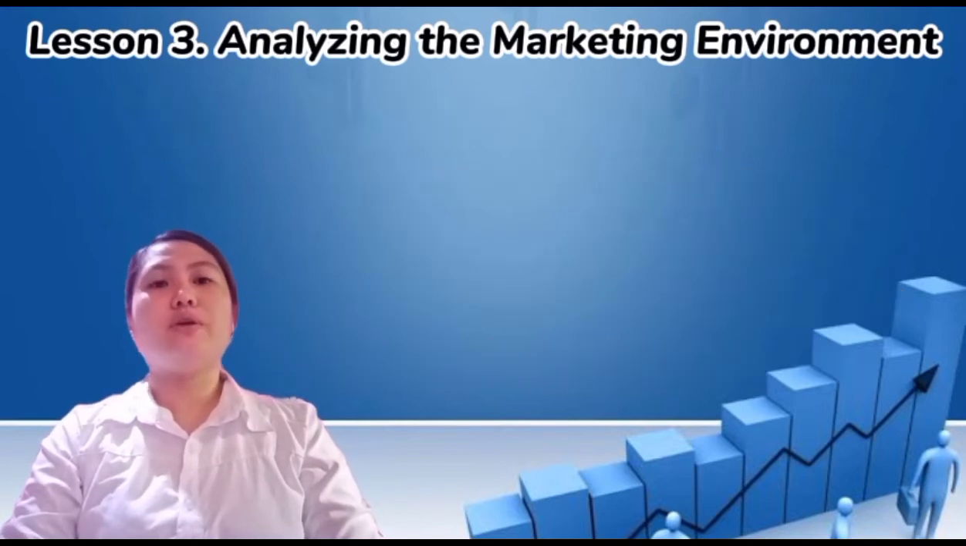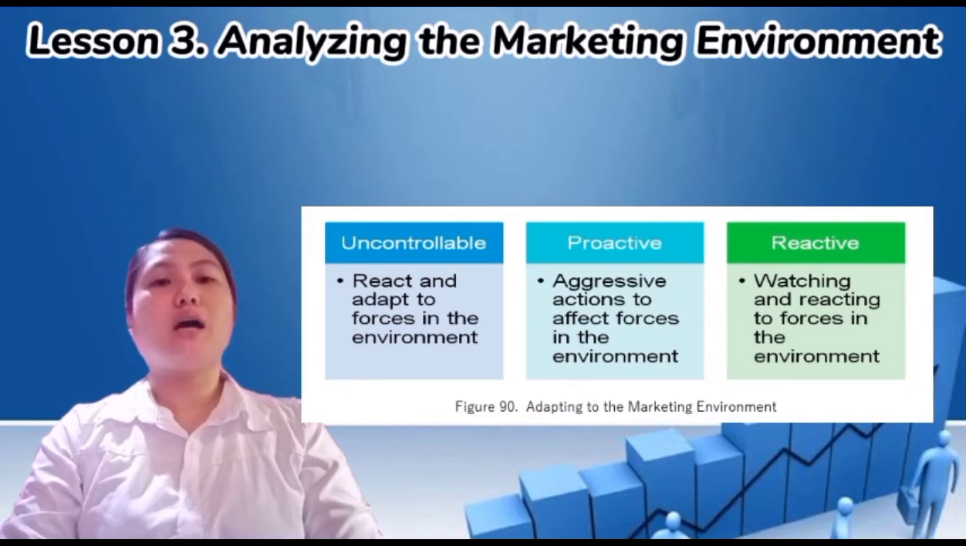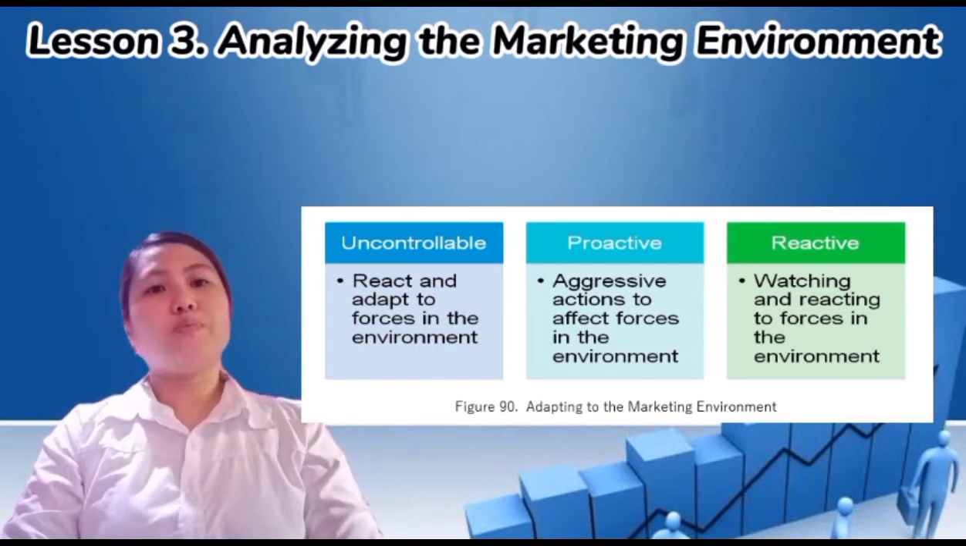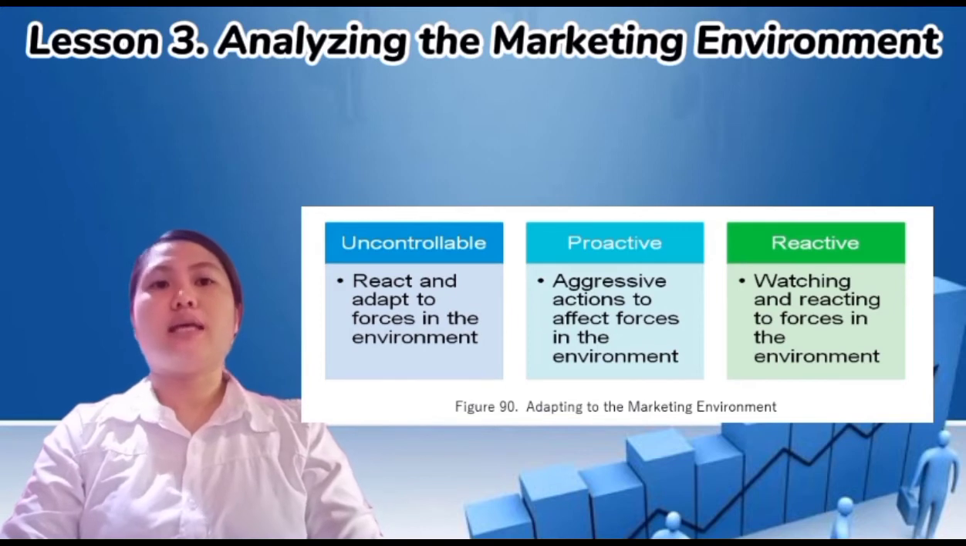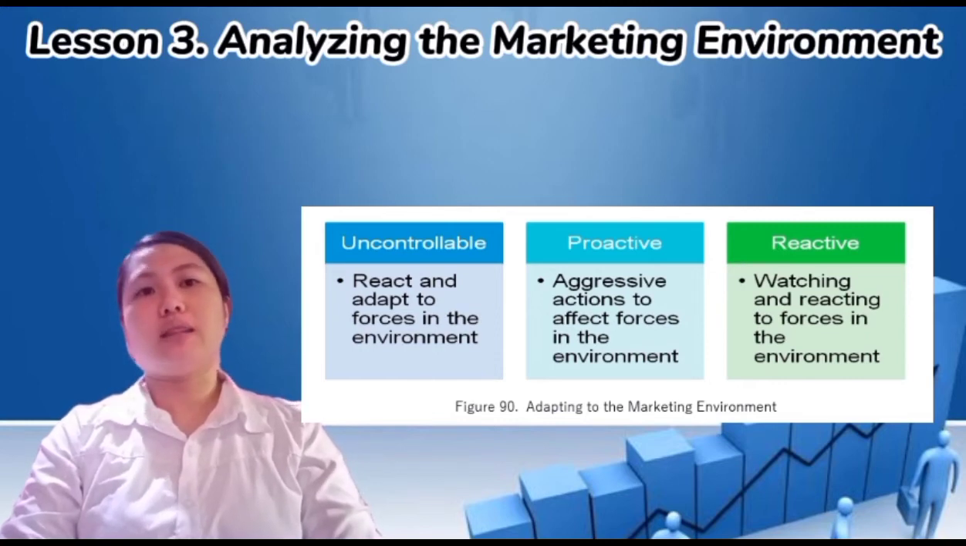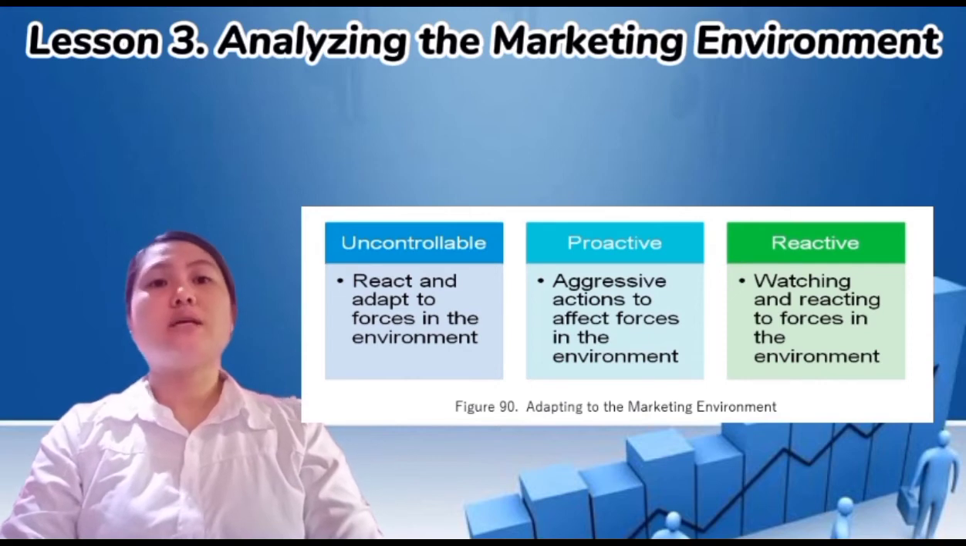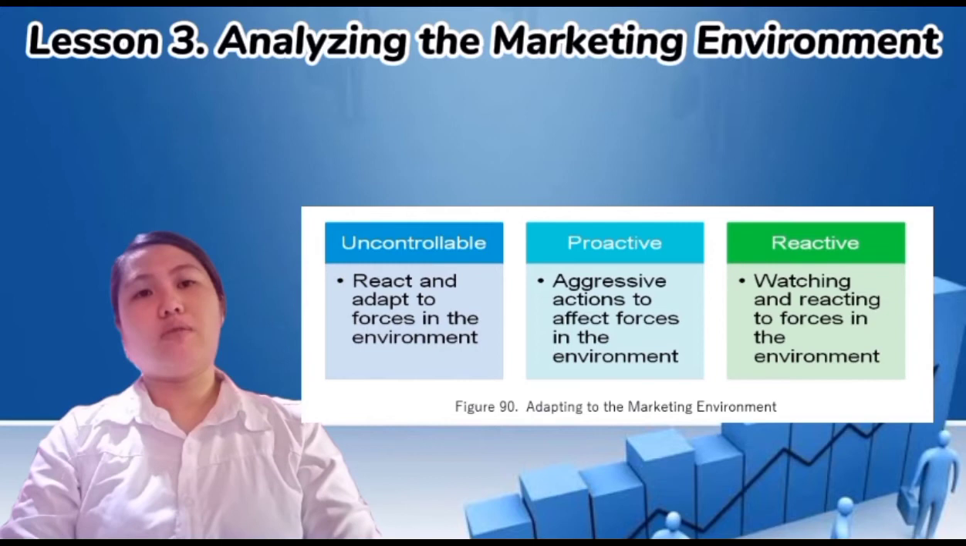As you can see in figure 90, it is about adapting to the marketing environment. And these are the following. Number one is uncontrollable, which is to react and adapt to forces in the environment. The second is proactive, which is aggressive actions to affect forces in the environment. The third is reactive, which is watching and reacting to forces in the environment.